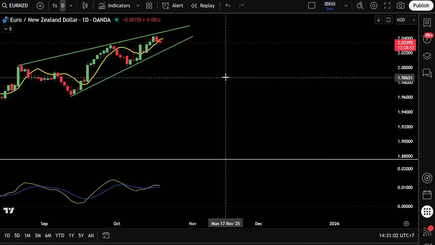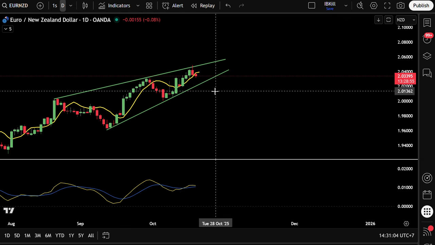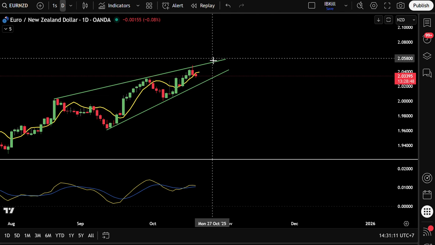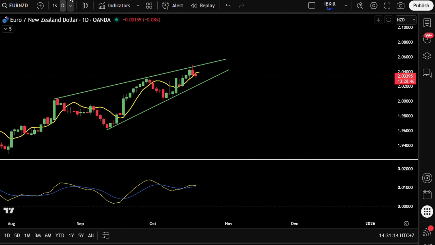Did pop above the channel on Friday and sold off heavily. Do suspect the next couple of sessions we'll head down toward the bottom of the trend line. So that is what I'm looking to capitalize on.